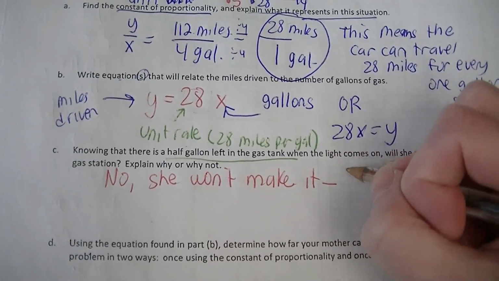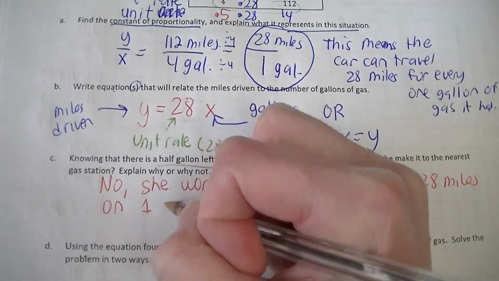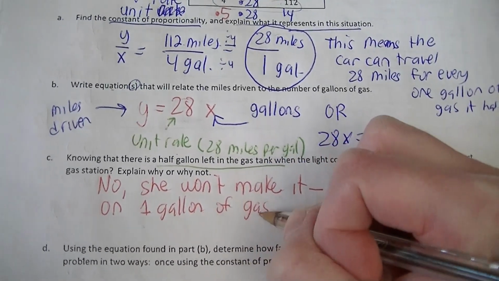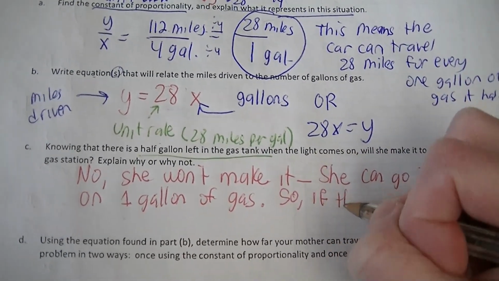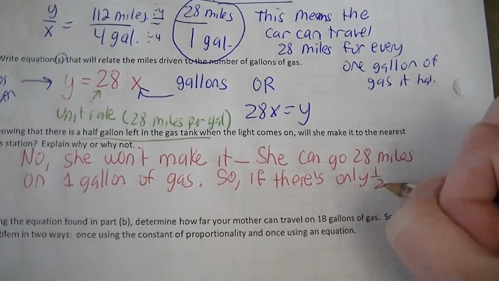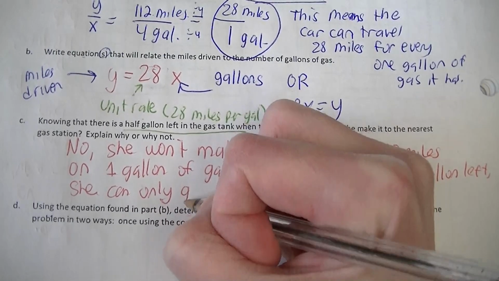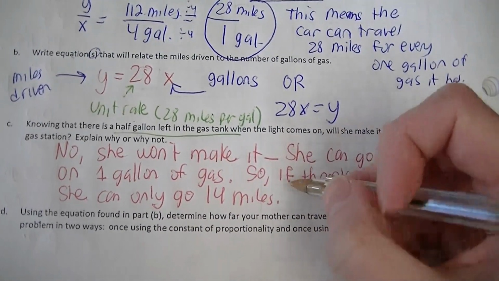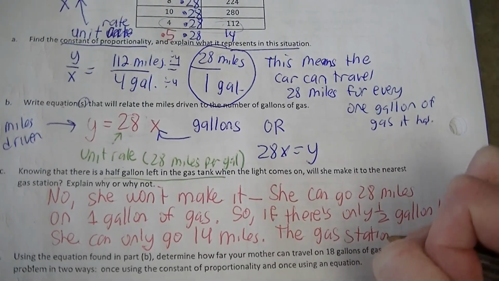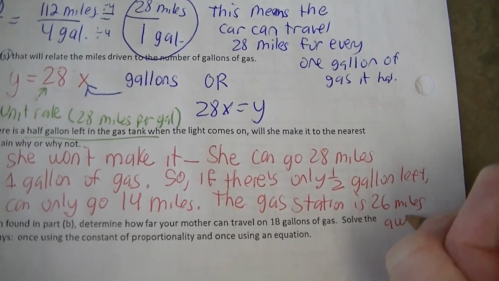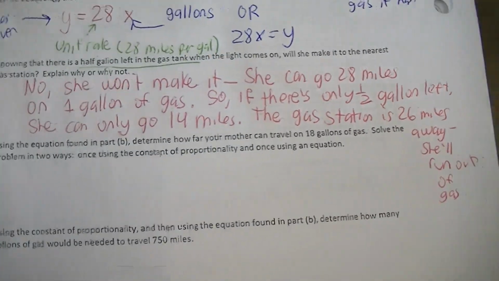She can go 28 miles on 1 gallon. So if there's only a half a gallon left, she can only go 14 miles. The gas station is 26 miles away, and I know that because it says right there. She'll run out of gas because she won't make it.